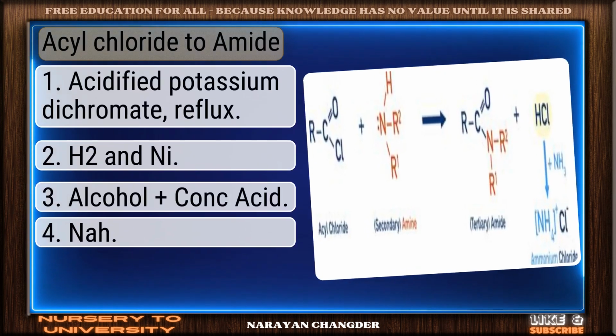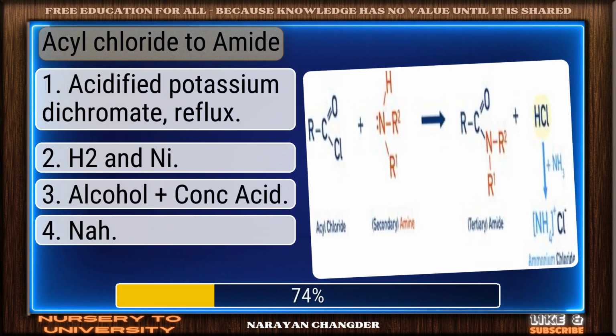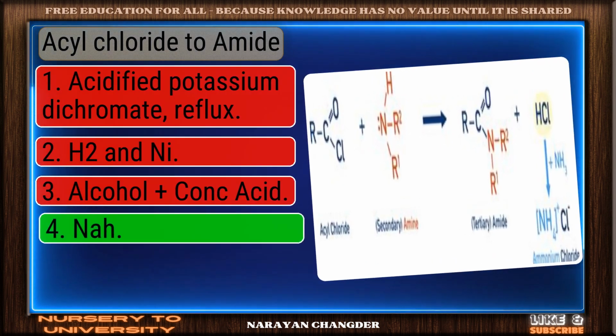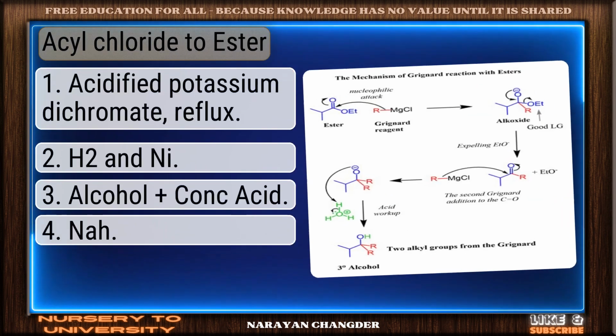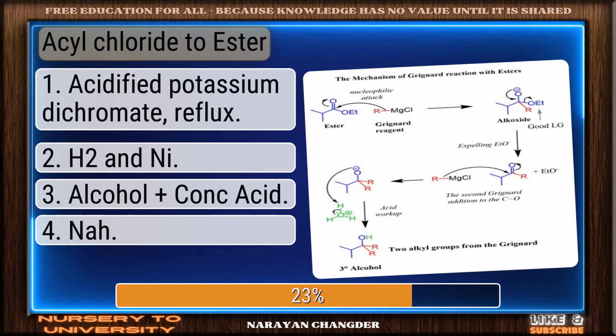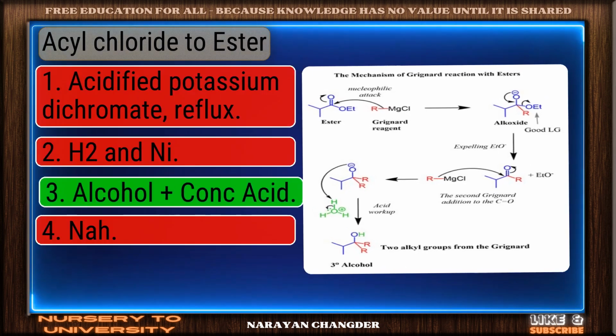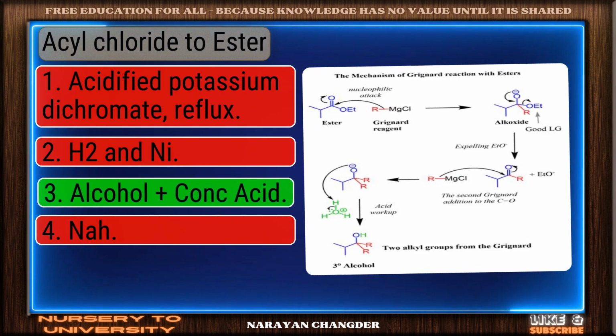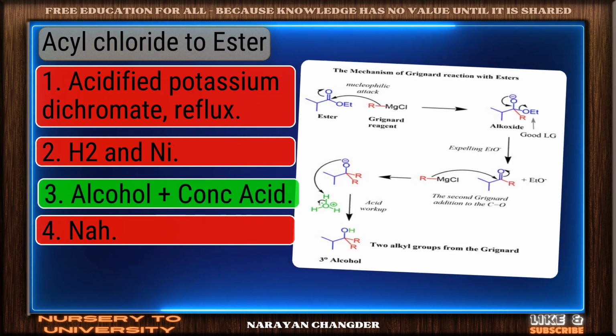Acyl chloride to amide. You chose NH3, and it is correct. Acyl chloride to ester. Valid point. Alcohol plus conc acid is true.